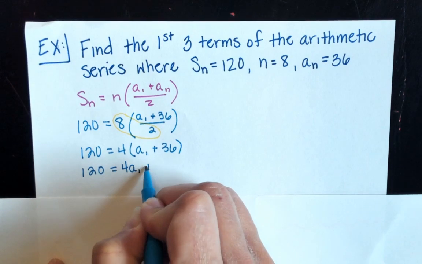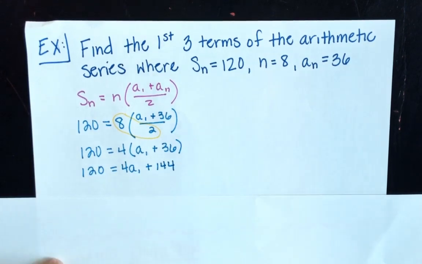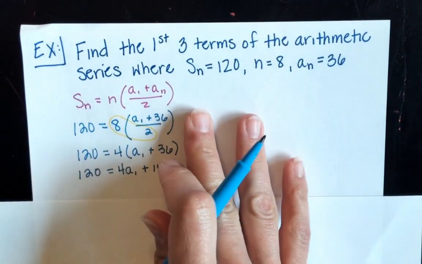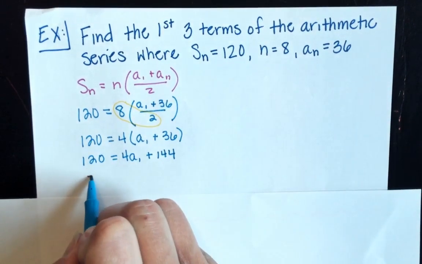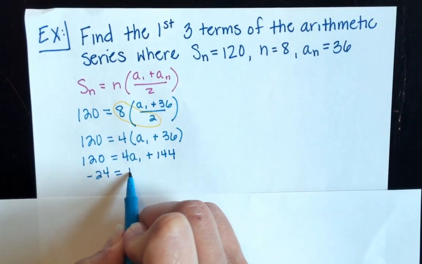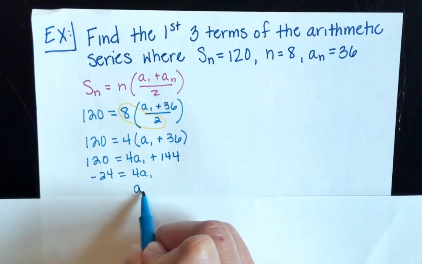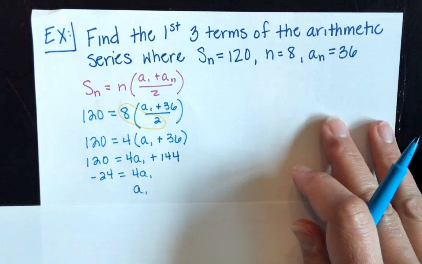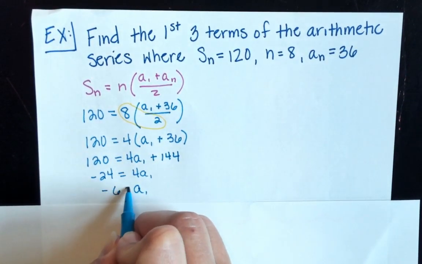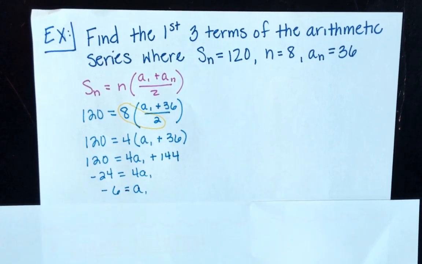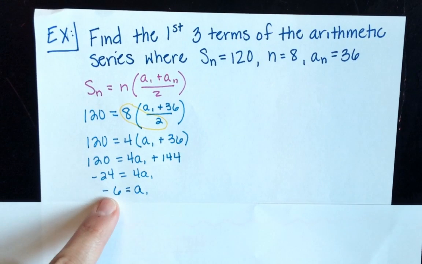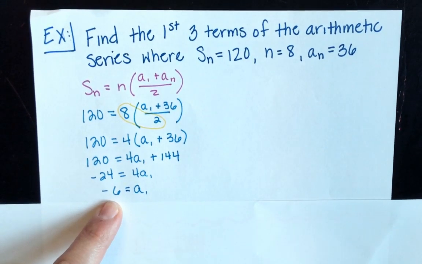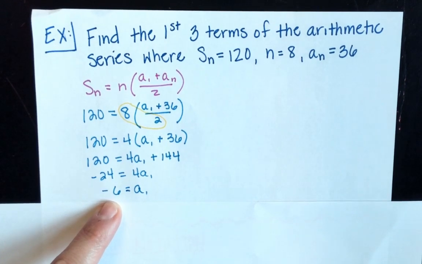Distribute. Subtract. And we end up with our first term of this sequence is going to be -6. So again, just using the formula to figure out how this list of numbers is going to start. And this list of numbers, our sequence, is going to start with a -6.